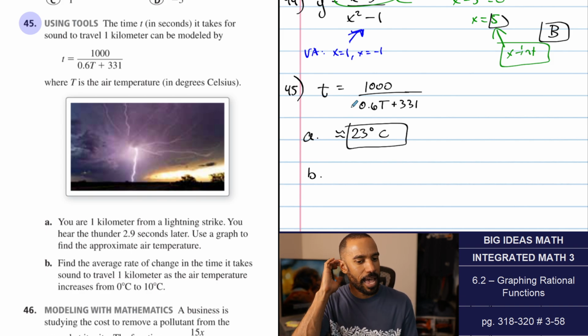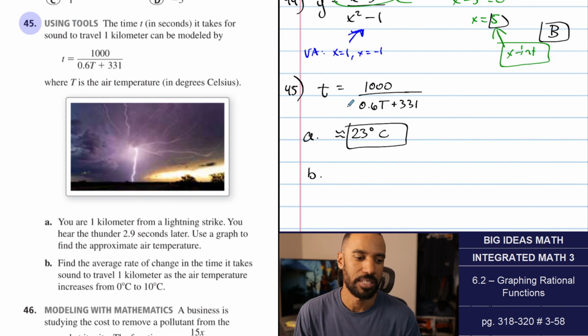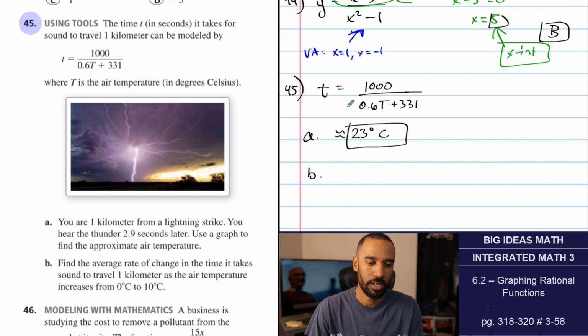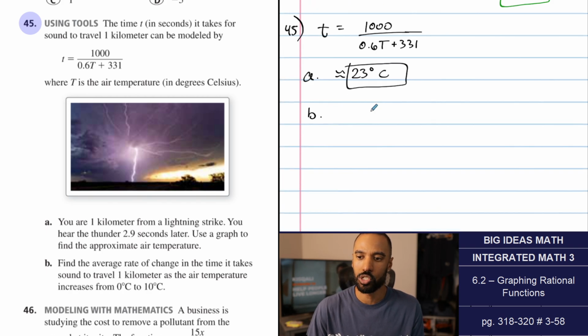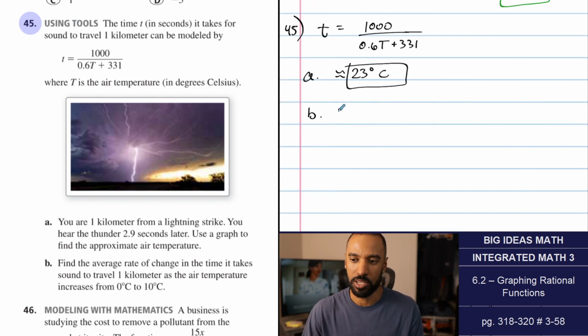Part B, find the average rate of change in the time it takes sound to travel 1 kilometer as the air temperature increases from 0 degrees Celsius to 10 degrees Celsius. Okay, this is one of those things where you're basically finding the slope. I want to find out what T of 0 is, and you substitute 0 for capital T.